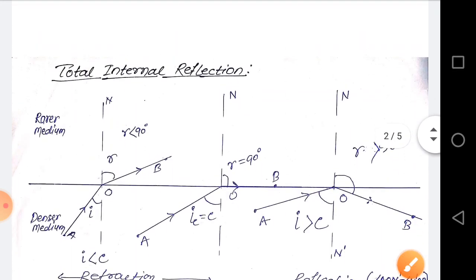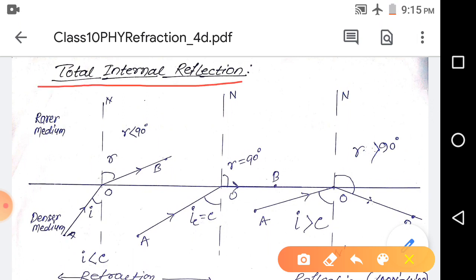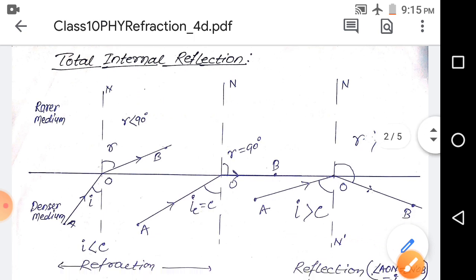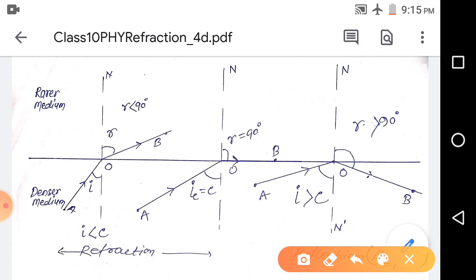Now see this, we have completed with the critical angle. Now we are here to know about total internal reflection, and for this, again we have three figures. For the first figure, i is the angle of incidence, incident from a denser medium to a rarer medium, suppose glass to air or water to air, that is denser to rarer medium.